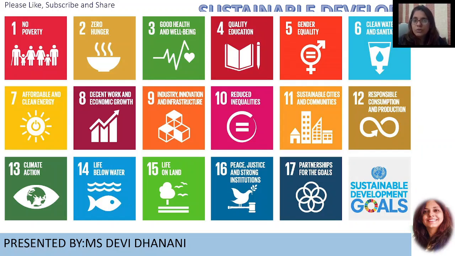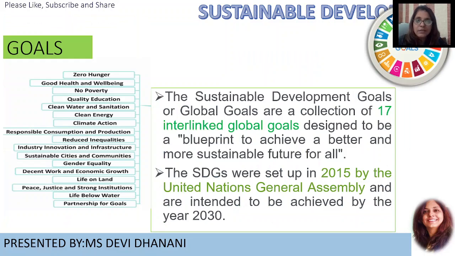How the world, the countries in the world are trying to deal with this problem? See, there are 17 sustainable development goals which have been designed to achieve a better and more sustainable future for all. These were set up in 2015 by the United Nations General Assembly, and they are intended to be achieved by the year 2030. So these 17 goals, children, are zero hunger, good health and well-being, no poverty.